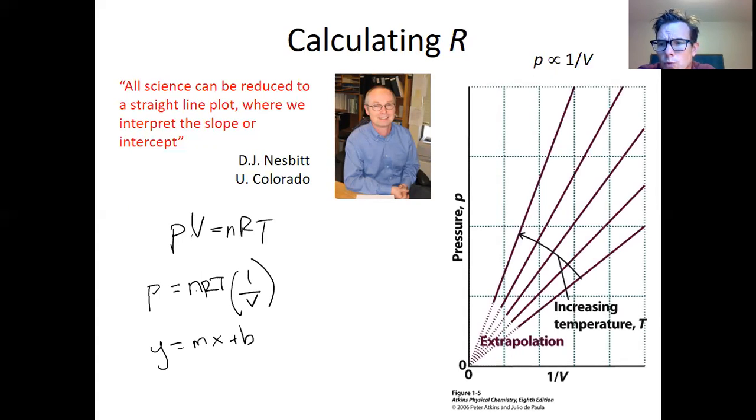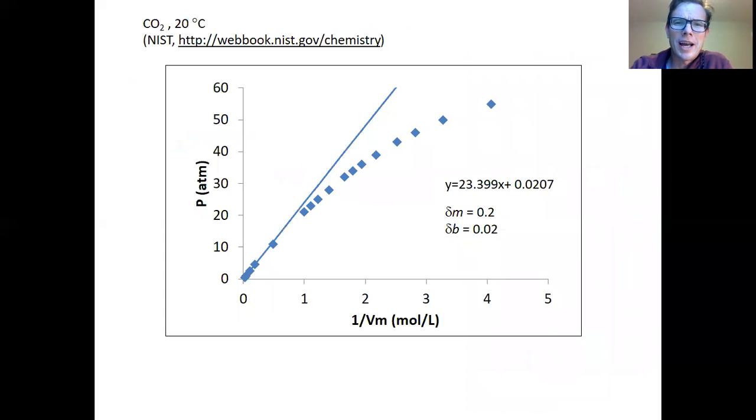This is what that would look like, right? I put pressure on the y-axis, and I put 1 over volume on the x-axis. Again, this predicts that I should get a line which goes through 0, so I should extrapolate out and get 0. And the slope of this line is related to the ideal gas constant. All right, I'm finally set to answer that initial question, which is how do I calculate R? I'm going to do it using a straight line plot where I interpret the slope or intercept, and here's what that looks like.